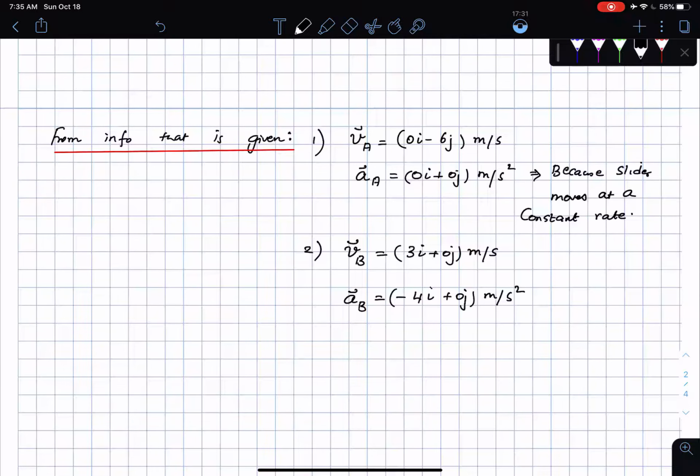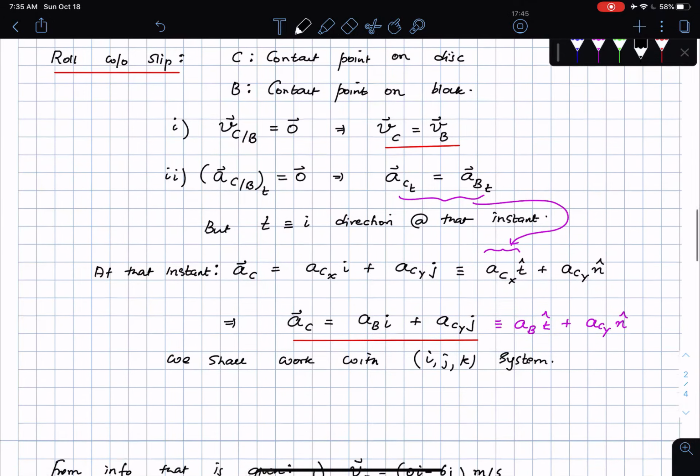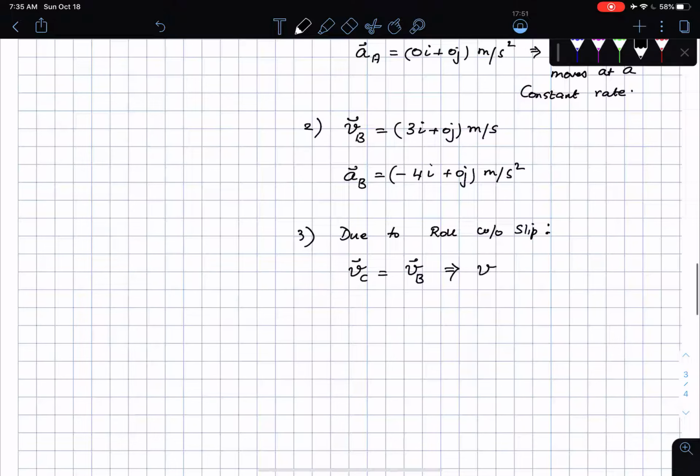And then results from rolling without slip. Here is what we have. Velocity of C was equal to velocity of B, right? As you would have seen from here, velocity of C is equal to velocity of B, which tells me that velocity of C is going to be 3I and then 0j meters per second. Acceleration of C was acceleration of B plus some component of acceleration of C in the y direction. Acceleration of B was minus 4I, right, in the I direction.